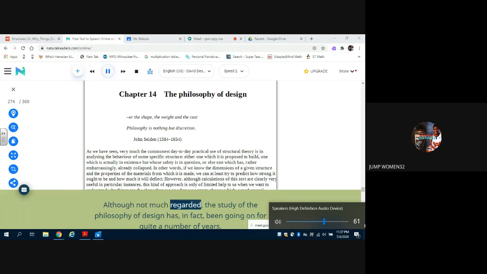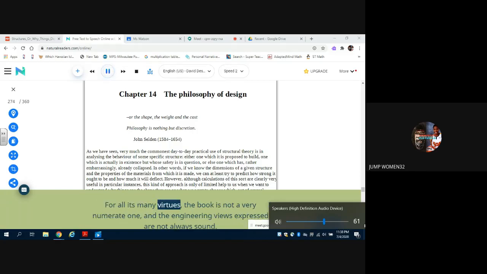Although not much regarded, the study of the philosophy of design has, in fact, been going on for quite a number of years. The first serious engineering approach to the subject was made by A. G. M. Mitchell around 1900. Although biologists had been making remarks about the square-cube law, chapter 9, practically since it was propounded by Galileo, it was not until 1917 that Sir D'Arcy Thompson published his beautiful book on Growth and Form, still in print, which was the first general account of the influence of structural requirements on the shapes of plants and animals.